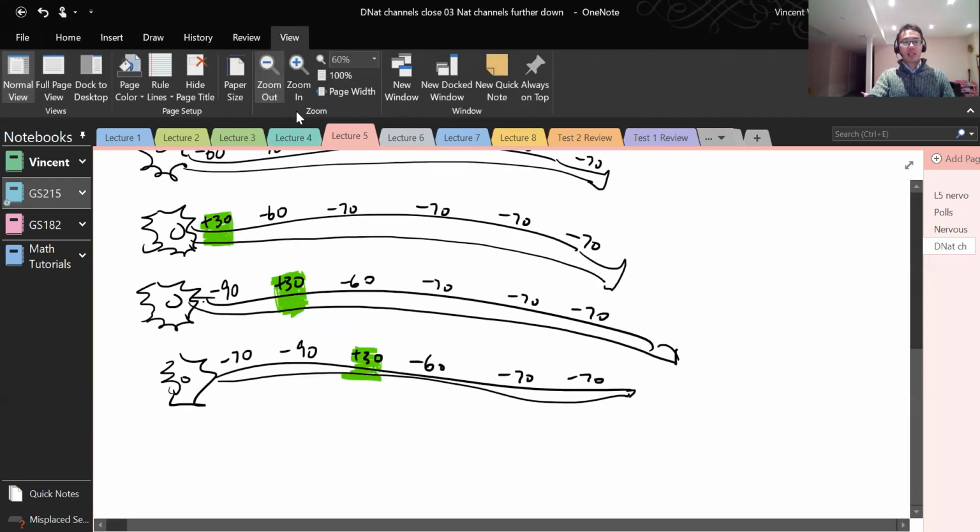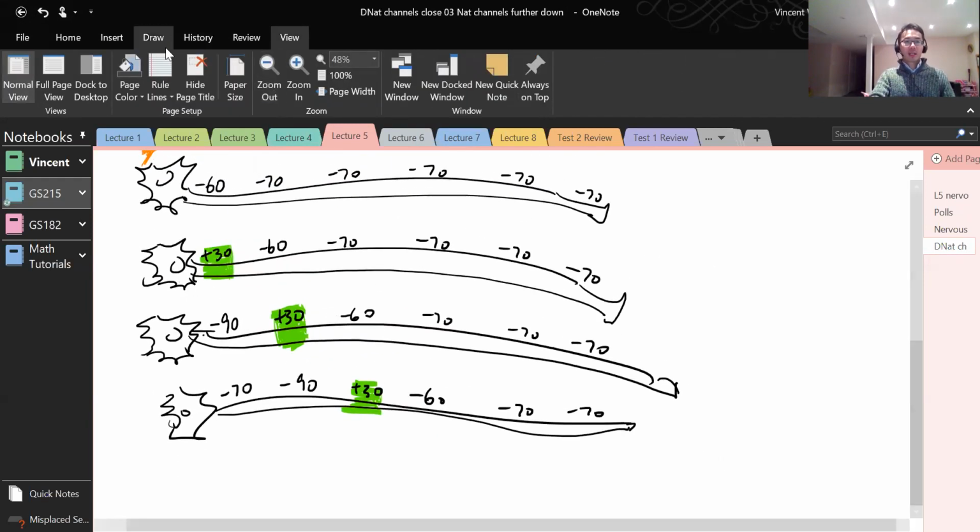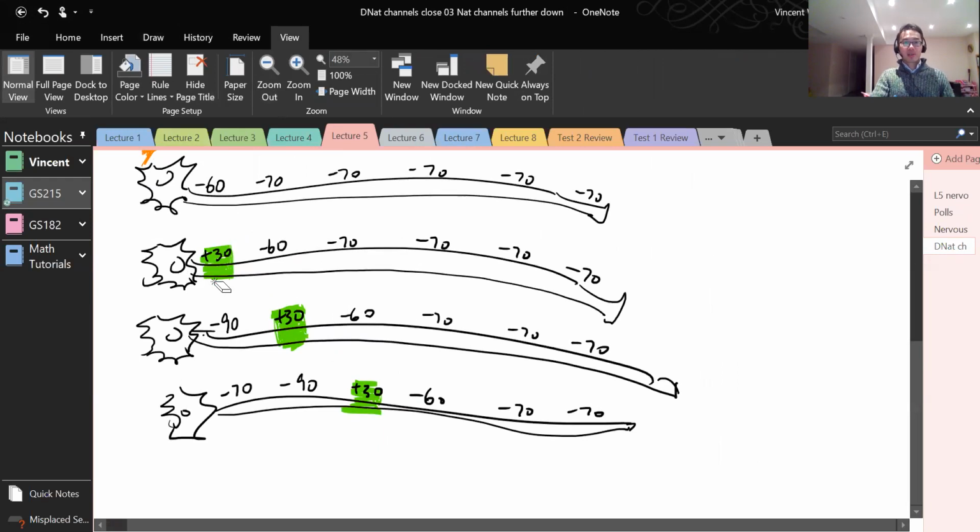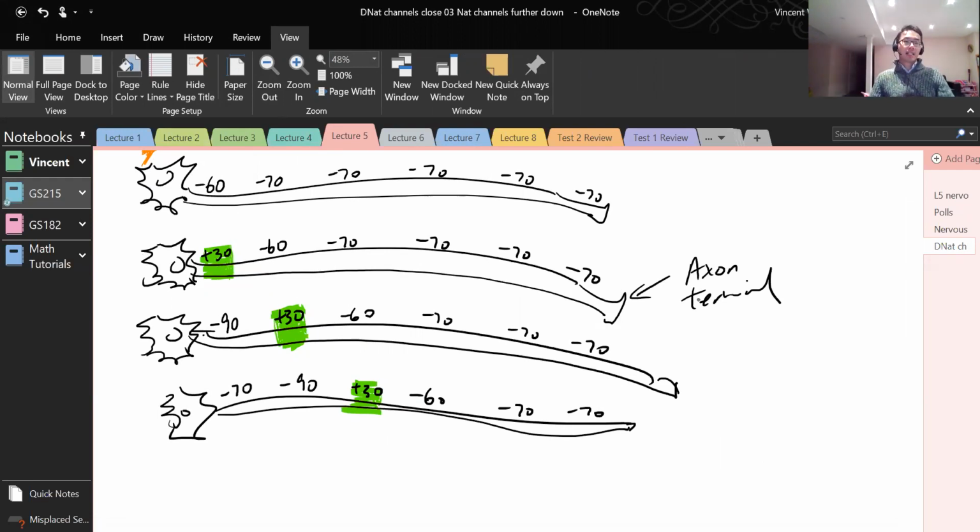So if I keep on doing this and you follow the action potential, it basically just goes down the axon, right? So like ding, ding, ding, ding, ding, ding, ding, until it gets to the very end, until it gets to the axon terminal. And that's how the signal gets propagated. Okay, it flips the membrane potential a section at a time until it gets to the very end.